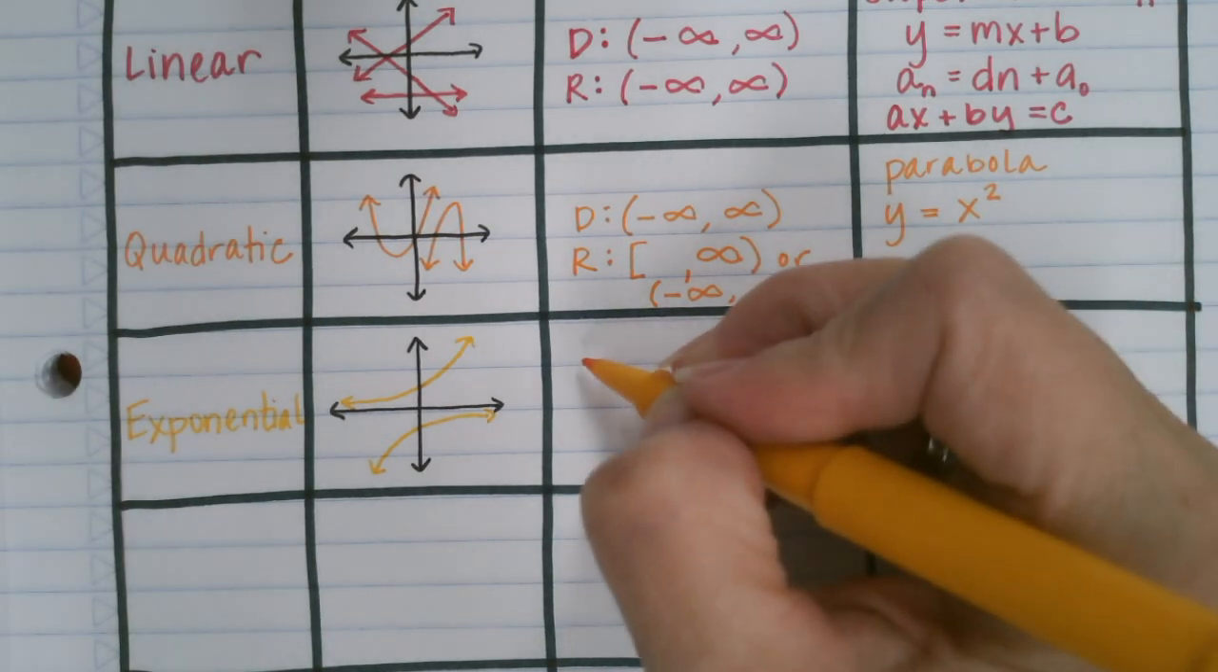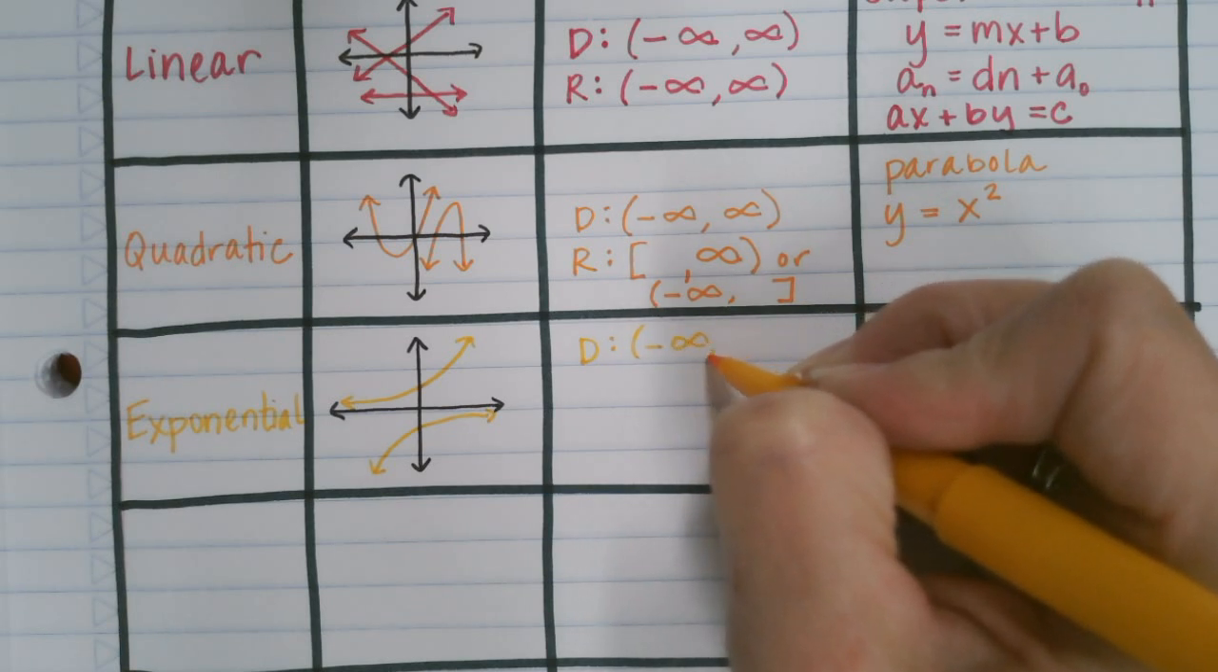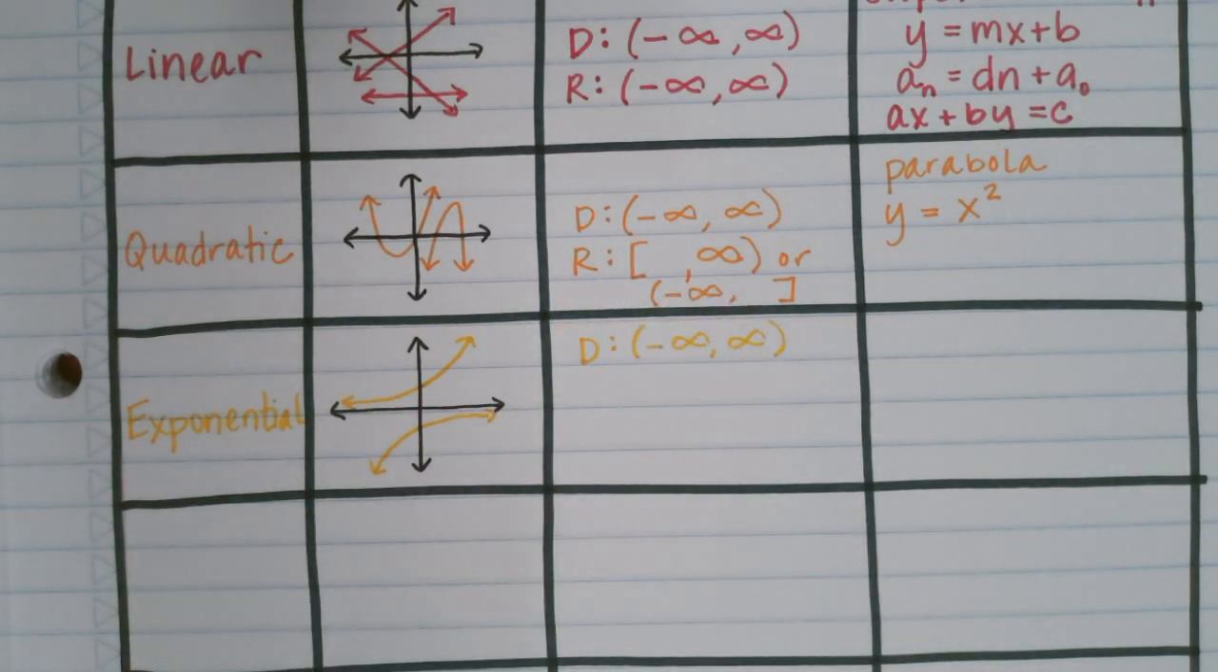So again, our domain is going to be all real numbers, because this is going to continue to go to the left and it's going to continue to go out to the right.